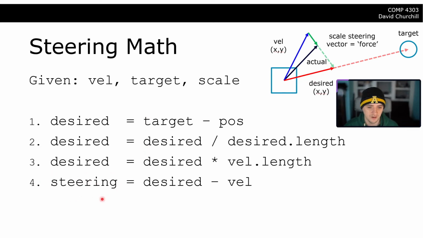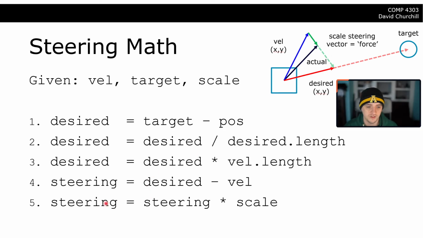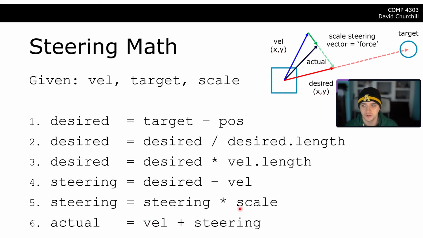Then steering is going to be desired minus velocity. That gives us this whole dashed green line. Then we want to scale that steering vector by our steering factor, right? By our force, which is like 0.1 or whatever. And then we compute the actual vector by taking the velocity vector and adding the steering vector to it. Okay? So that's how we do steering.